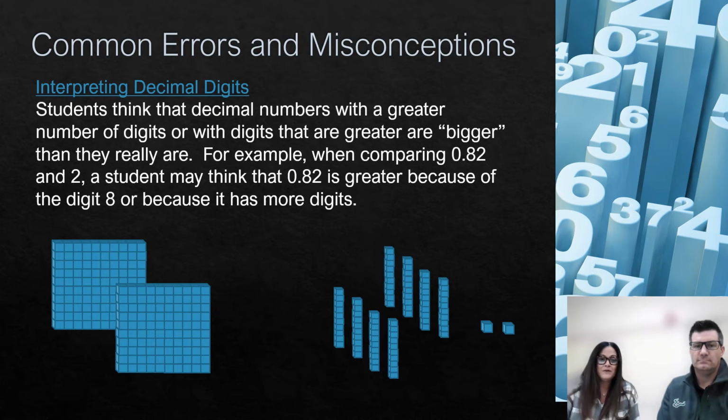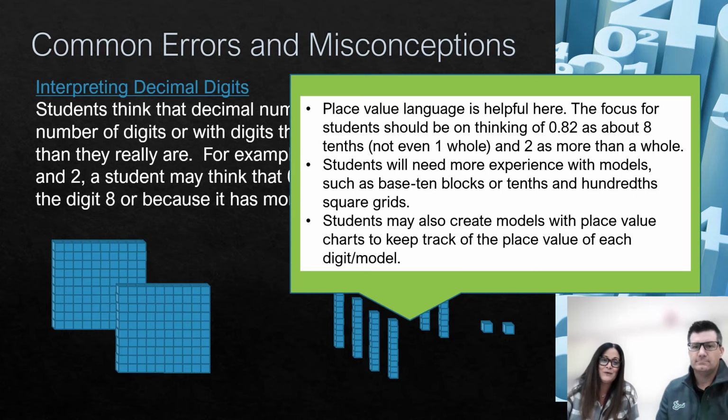Another common misconception that we see often with our students is that when they are comparing decimals, they really look simply at the digits themselves or which of the two numbers has more digits. Here in this example, you can see when comparing 82 hundredths and 2 wholes, students may think 82 hundredths is greater because of the digit 8, and it also has more digits. Again, going back to what Joe has said, having students create those models with the place value charts to keep track of the place value of each of those digits will strongly support and hopefully help with this particular misconception.